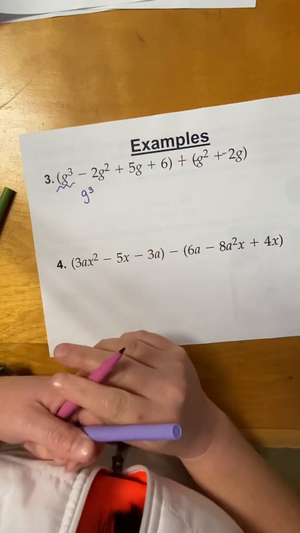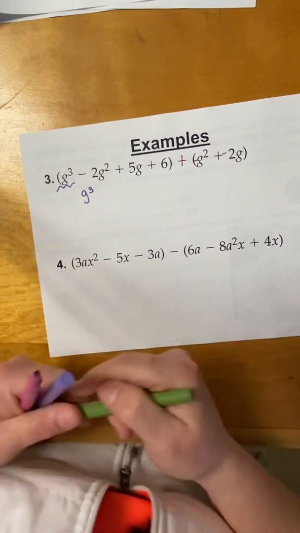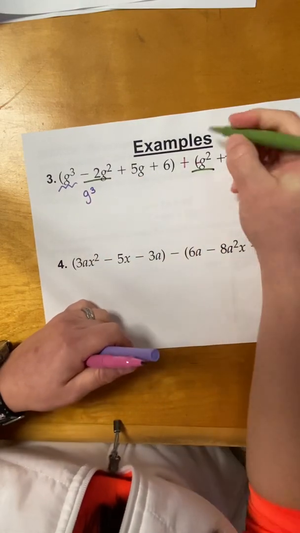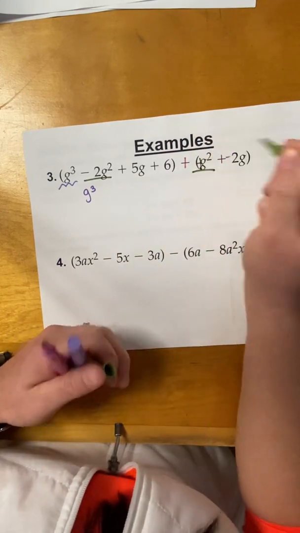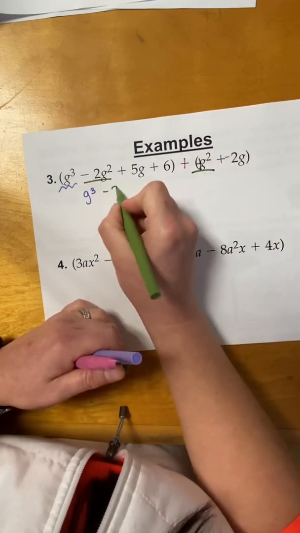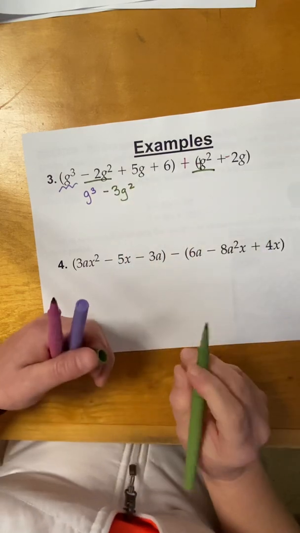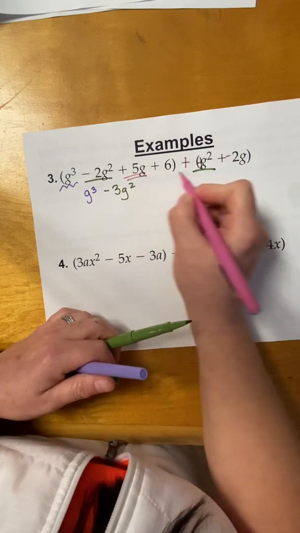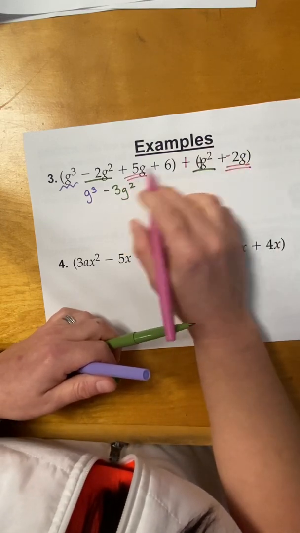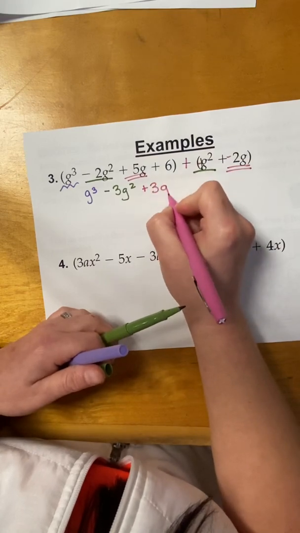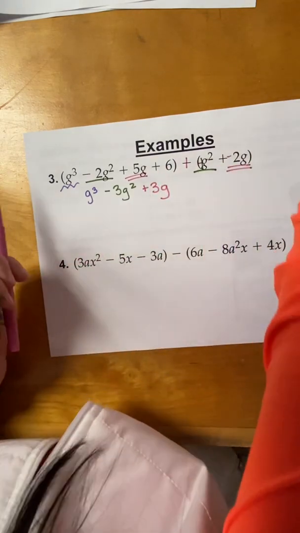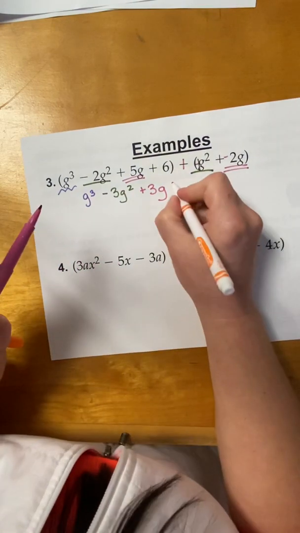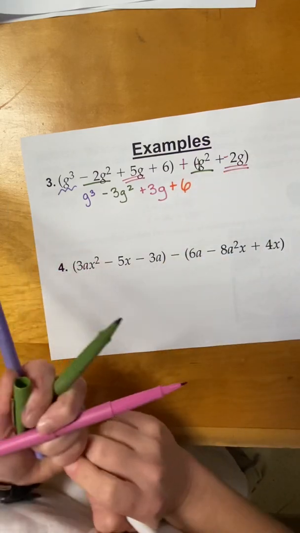And now we want to look for squares. I have a negative 2g squared and a negative g squared. So remember, this would be like a negative 1g squared. So same sign, add and keep. Now we want to look for g's. So we got a 5g and a negative 2g. So 5 minus 2 is a 3g. Okay, and then you have this plus 6 out here all alone. Nothing it can go with, so we're just going to drop it, plus 6. And that's it.